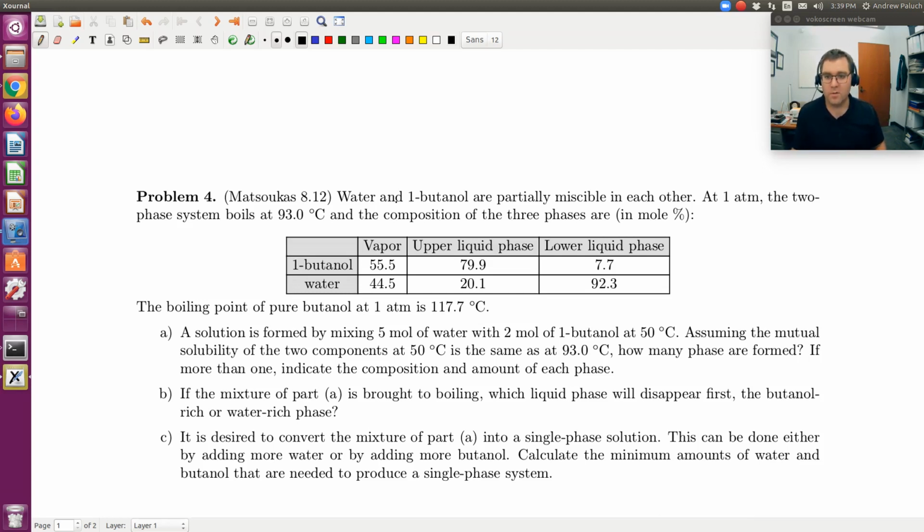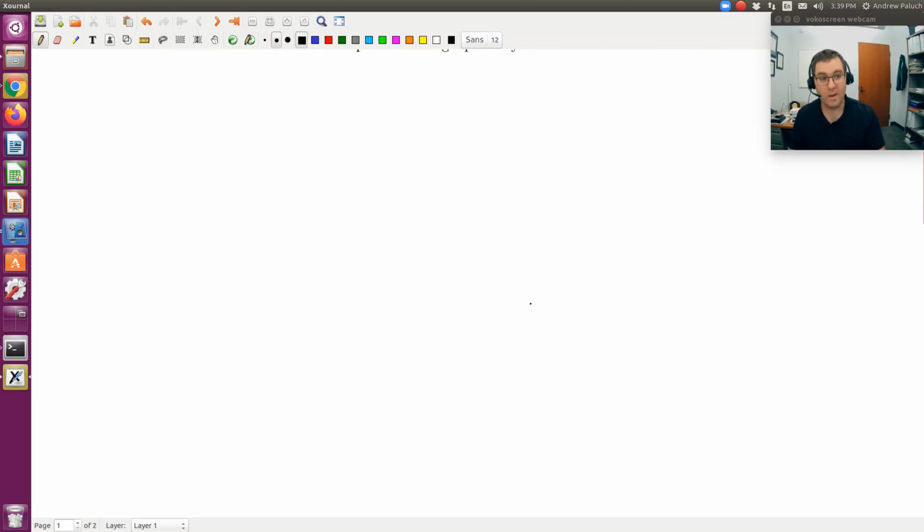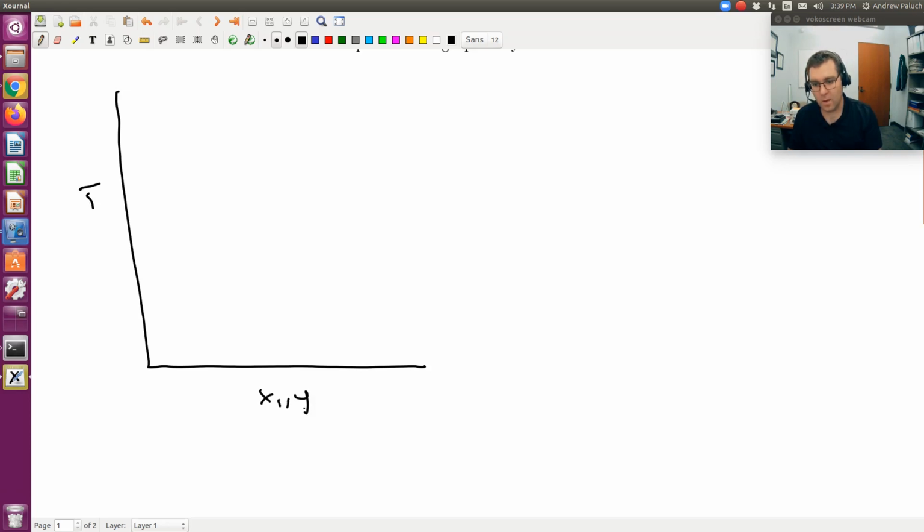All right, so we're told that water and 1-butanol are partially miscible in each other. At 1 atm, the two-phase system boils at 93 degrees C, and the composition of the three phases are this. Okay, so let me just create a sketch in general, then let's try and figure out what we have and label the data.